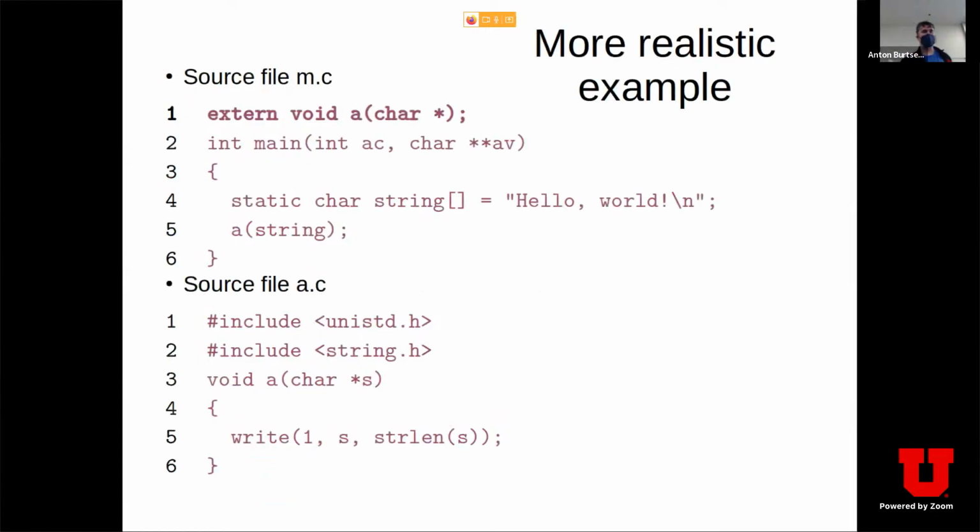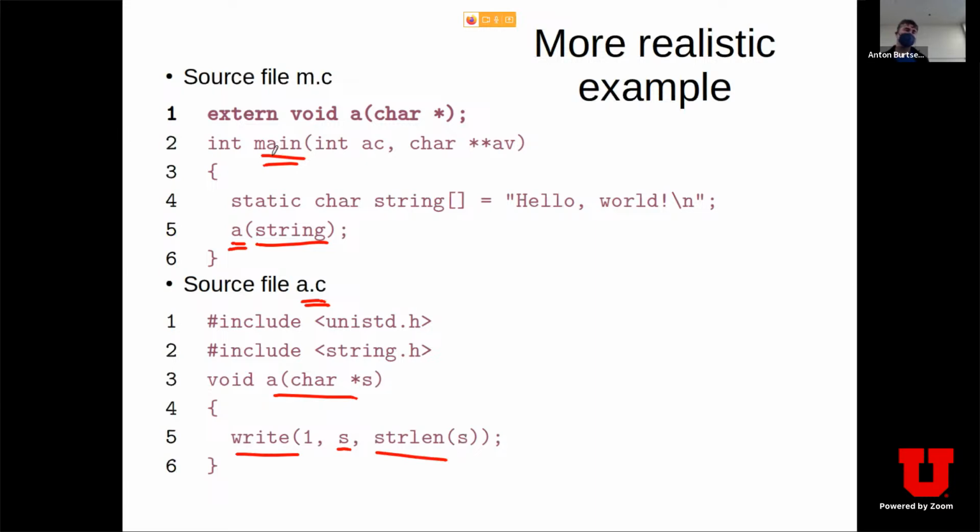Okay, so a little bit more realistic example now. We have your main function, which has a global variable string, hello world, and it calls a function A on that string. And this is a function which is provided by another file, a.c, which implements function A as writing to the standard output the string as a buffer of string length.